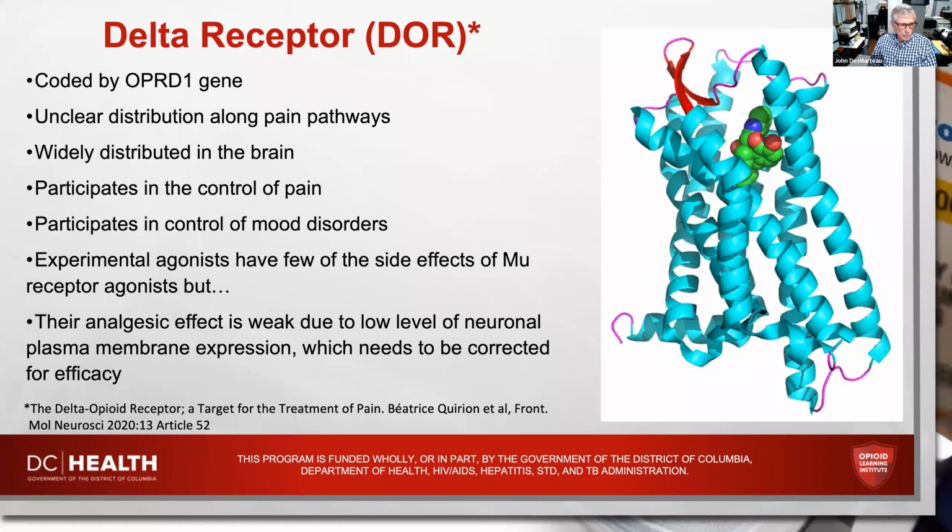Now, the delta receptor is interesting. They have a very weak analgesic effect when they're stimulated. And for any of the drugs that are in the delta classification to be effective, they need to correct this, I guess you would call it a clinical deficiency. But they are widely distributed and they can also participate in the control of pain.